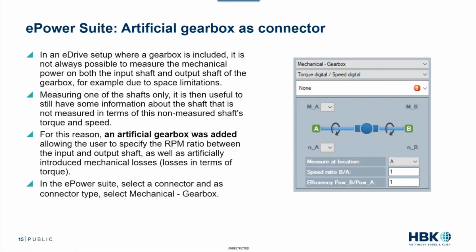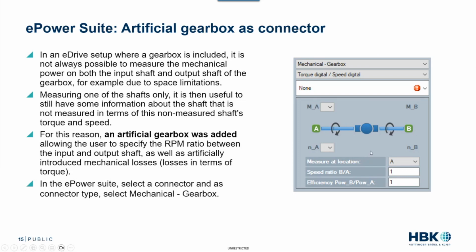We also added an artificial gearbox as a connector within the ePower Suite sheet. Whenever you have a gearbox included, it's often the case where you're not able, for a variety of reasons, to make torque and speed measurements on both sides of the gearbox. That might be due to space limitations or available channels on your data acquisition system. But when you measure only one of the shafts, it's often useful to still have some information about the torque and speed on the other side.